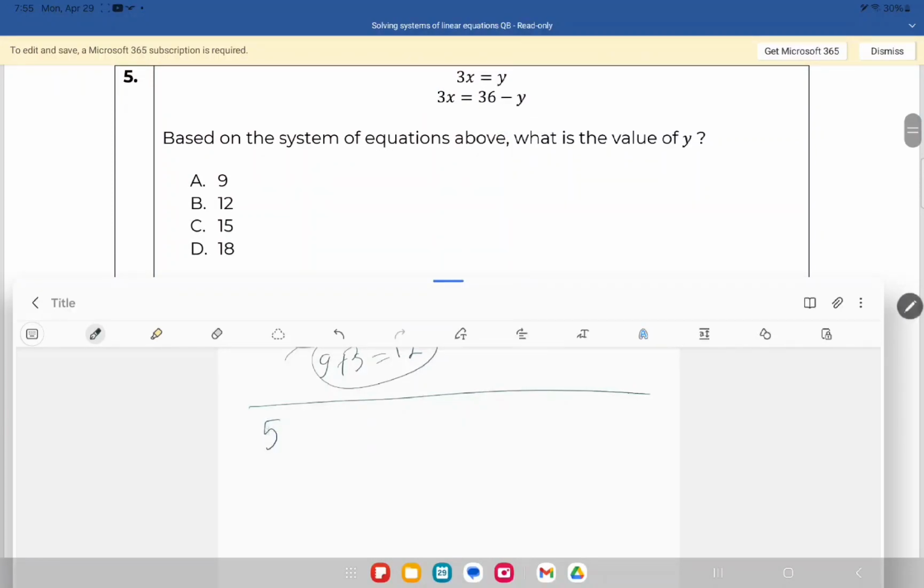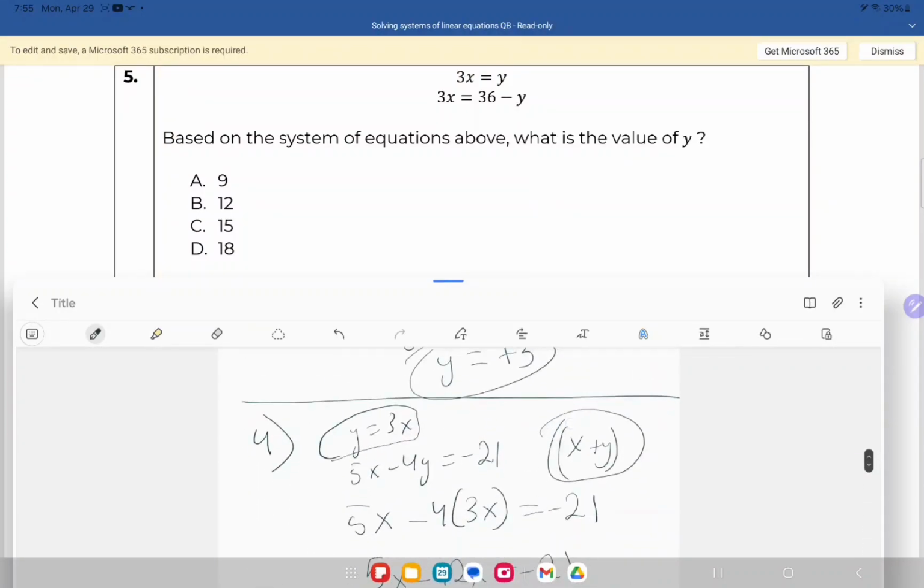Number 5. 3x is equal to y, and 3x is equal to 36 minus y. Now, based on the system of equations above, what is the value of y? Now, they want y. I already have y is equal to 3x. I'm going to use that again.